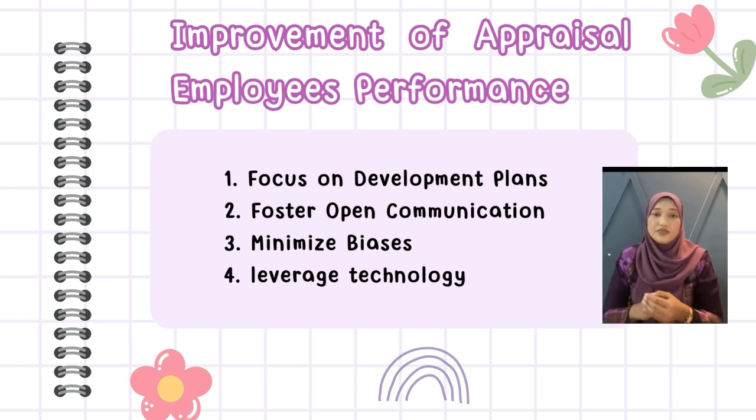The third one is minimize bias. Minimize bias is to implement training programs to help employees recognize and mitigate bias, and follow objective criteria for assessment to ensure fairness in decision making. For example, the company introduced standardized evaluation forms with weighted criteria, for example, attendance, skill proficiency, and teamwork, to ensure fair and consistent appraisal across all employees.